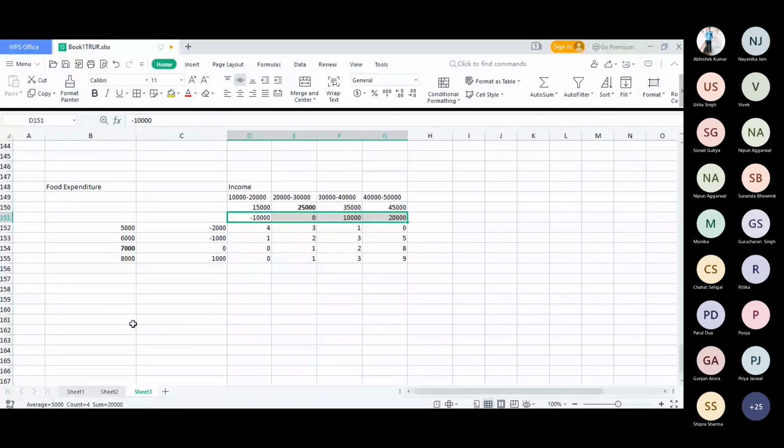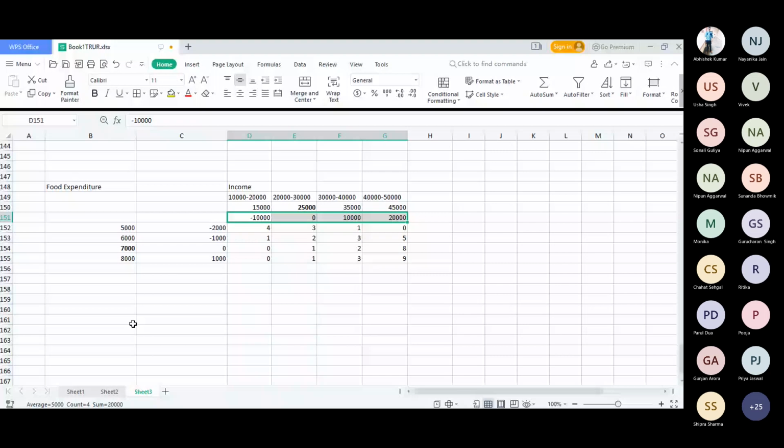r is equal to n summation xy minus summation x summation y, whole divided by the square root of n summation x square minus summation x whole square, and n into summation y square minus summation y whole square, under the root. So here this role of f also comes, where n is replaced with sigma f.